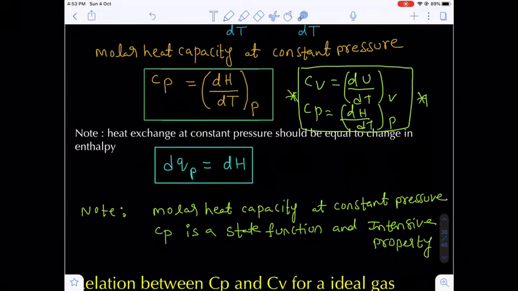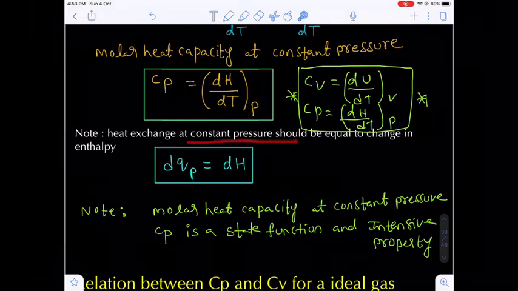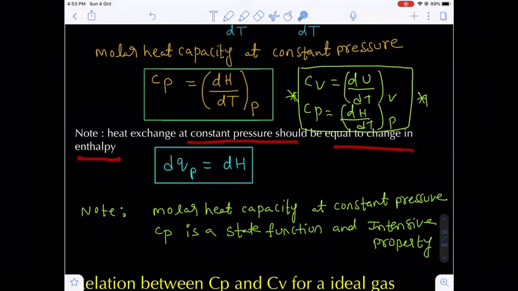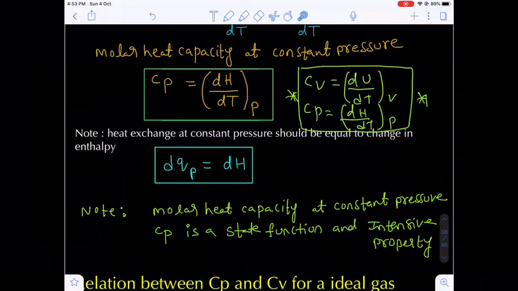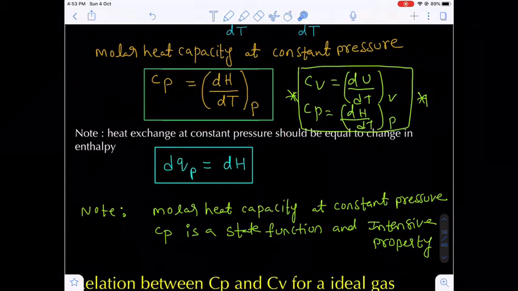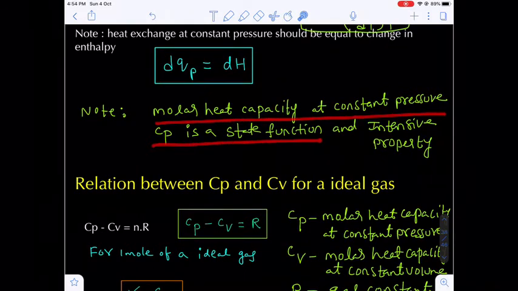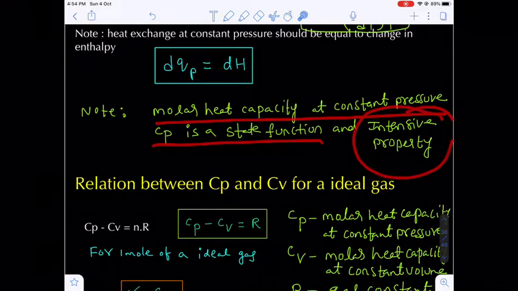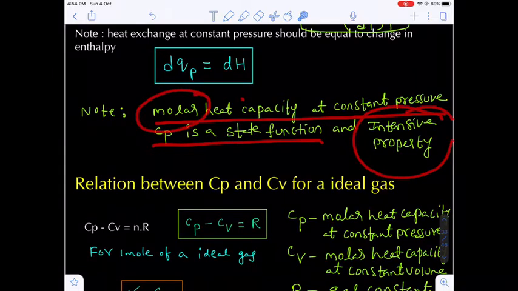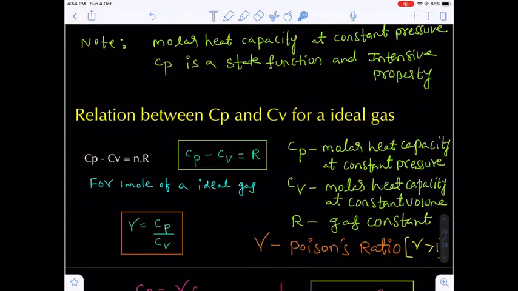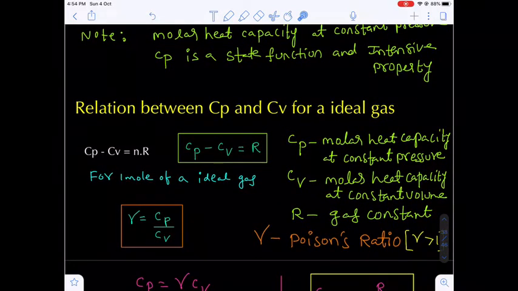Okay, now here the next one will be the heat change at constant pressure. Just now I told you it should be equal to change in what? Enthalpy. Heat exchanged at a constant pressure is the change in enthalpy. Heat exchange at a constant volume will be the change in internal energy. Okay. Now here molar heat capacity at a constant pressure Cp is also a state function as well as an intensive property, because we are expressing the heat capacity of 1 mole of a substance, which is a mass independent property, that is called an intensive property.